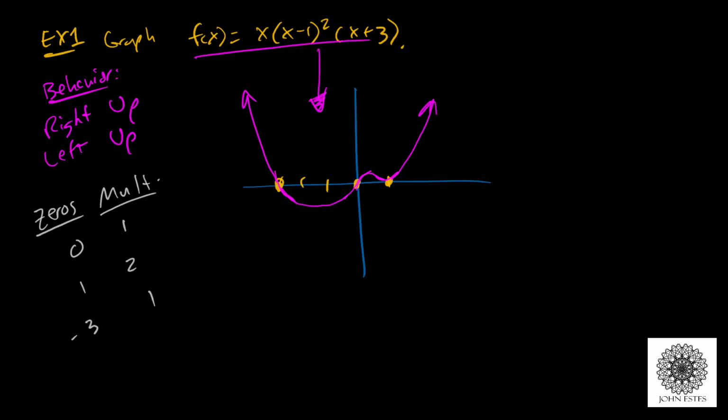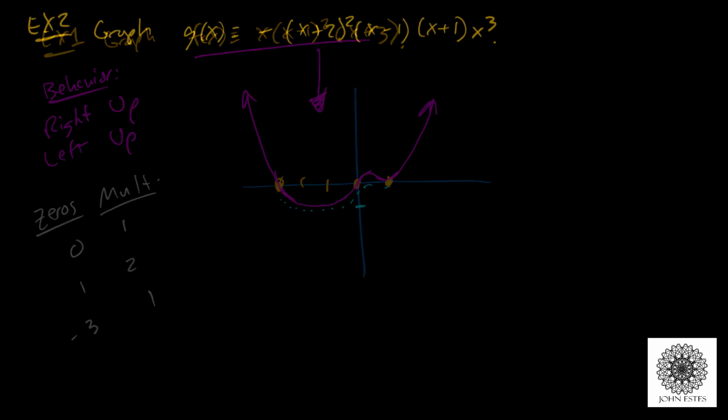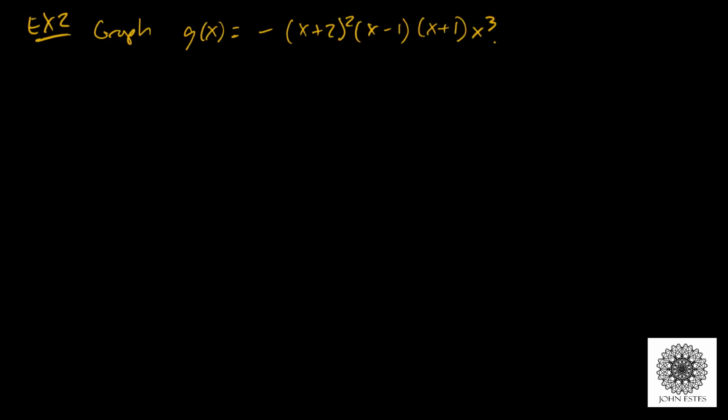The only thing that I have to worry about is, did I really scale this middle part well enough? Okay, now I want to do one more example, and we can go through it much quicker now because we know a lot of this. And let's just see what we get. So this time we want to graph g of x, which is negative x plus 2 quantity squared times x minus 1 times x plus 1 times x cubed. That's a lot. All right, so let's first think about the behavior.